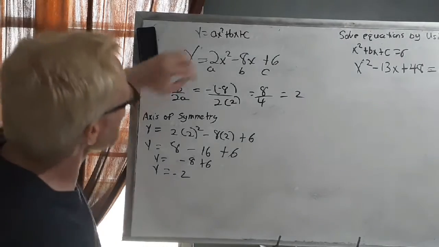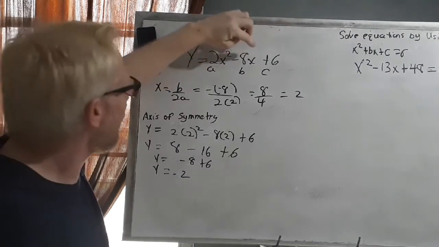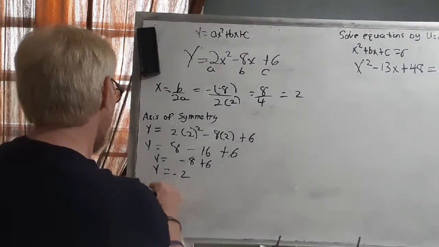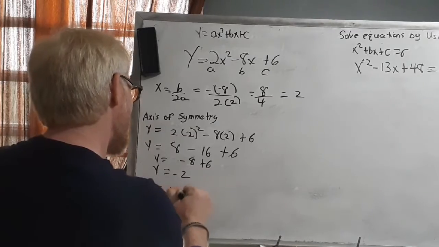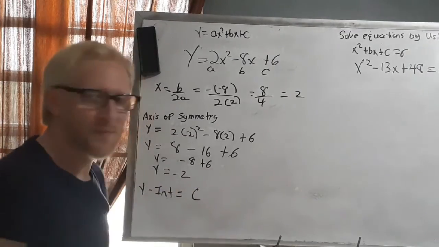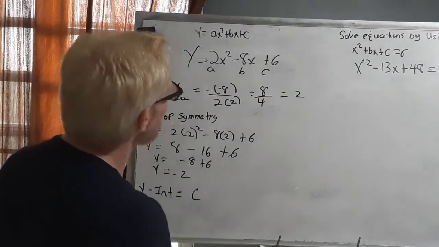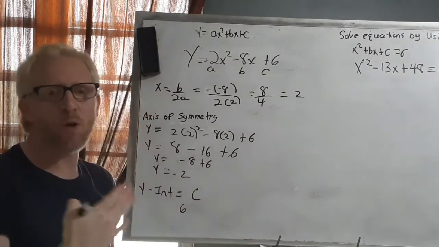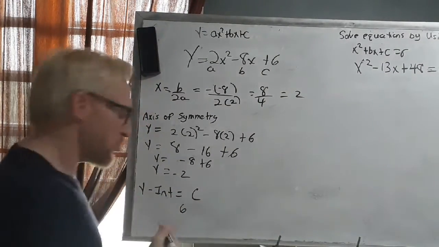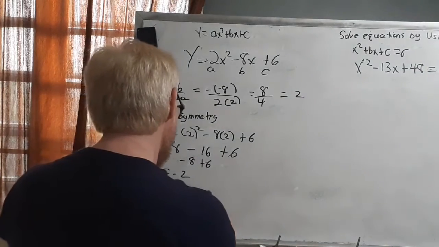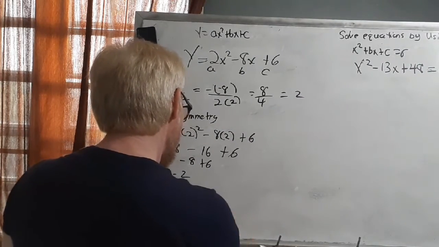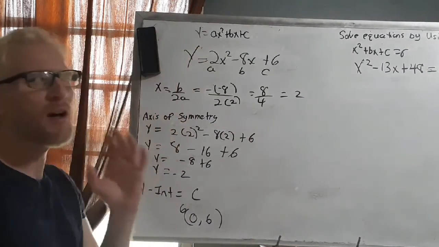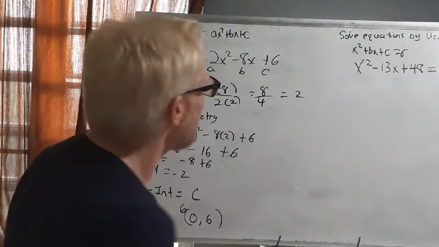And the last thing I'm going to find is my y-intercept. Now my y-intercept equals c, which in this case would be 6. And remember that whenever we're looking for our y-intercept, x equals 0, so in reality this is 0 and 6. Now I actually have two ordered pairs that I'm going to be able to graph in my function.